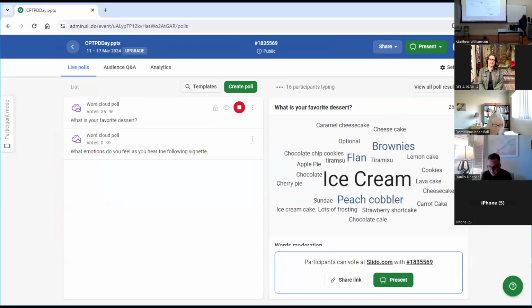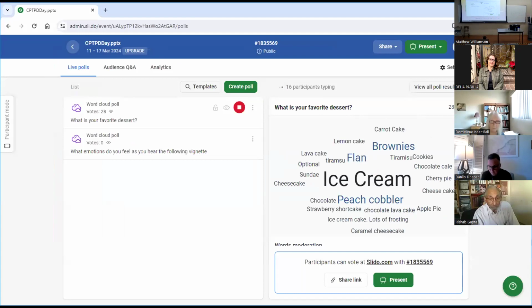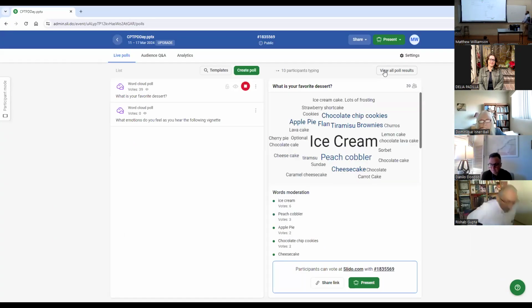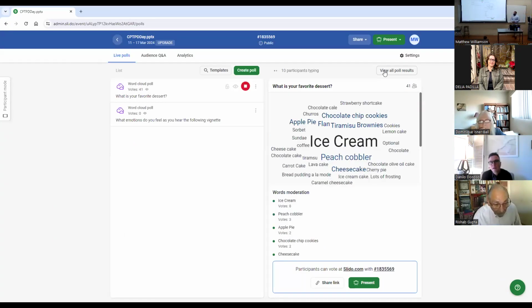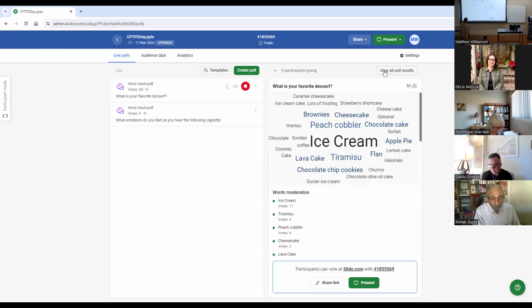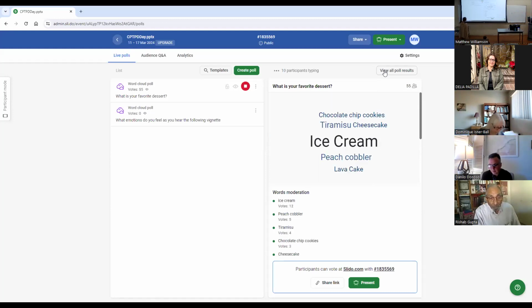Oh, we've already started. So the first question was, what is your favorite dessert? And people are putting in their favorite desserts. We're making sure this works. Thank you for everyone. What do we have here? Susan, can you read off some for us? Peach cobbler, love it. Chocolate lava cake, love it. Lots of frosting, I like that too.